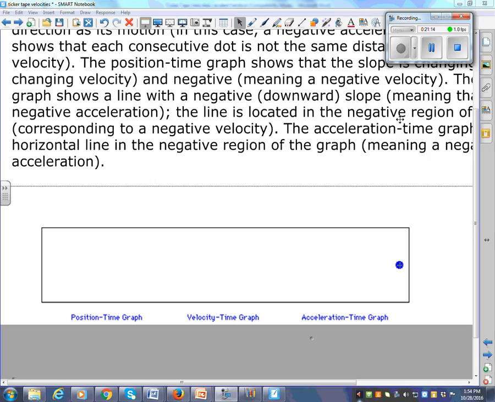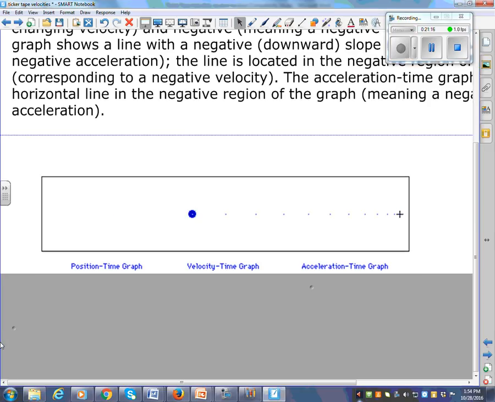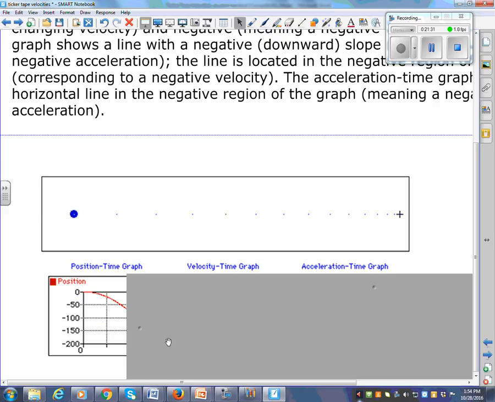So what does my position time graph look like? It's curving. This is slowing? No, this is speeding up. So that means it has to be getting steeper, but steeper negative. Like that? Steeper and negative.